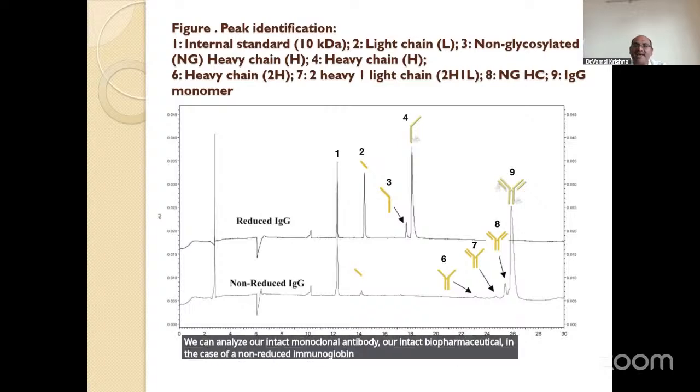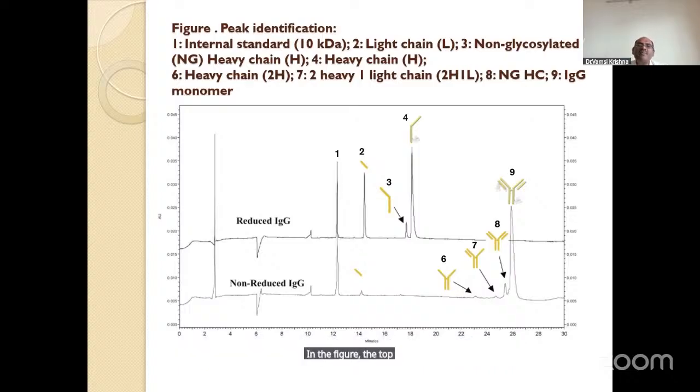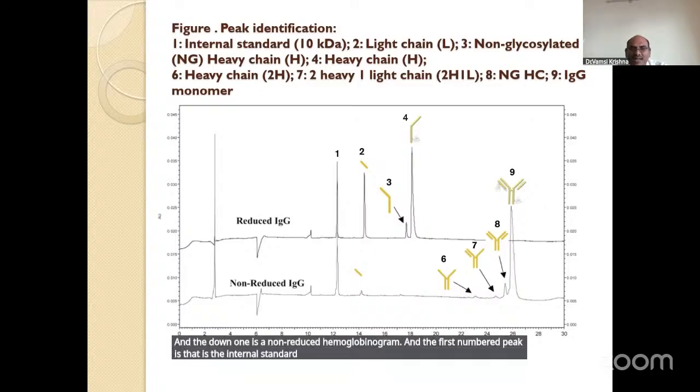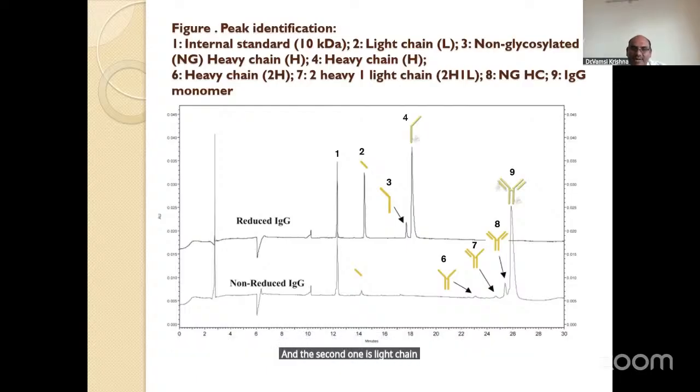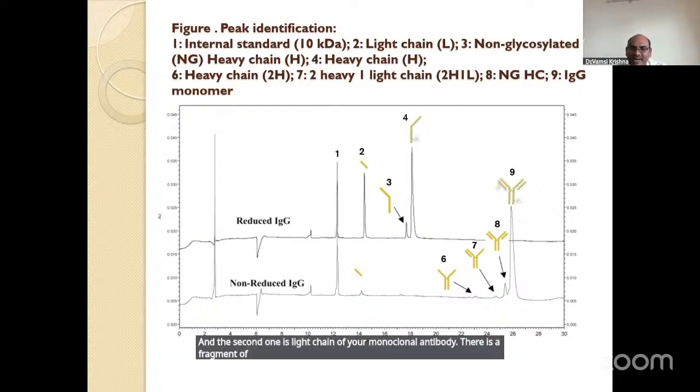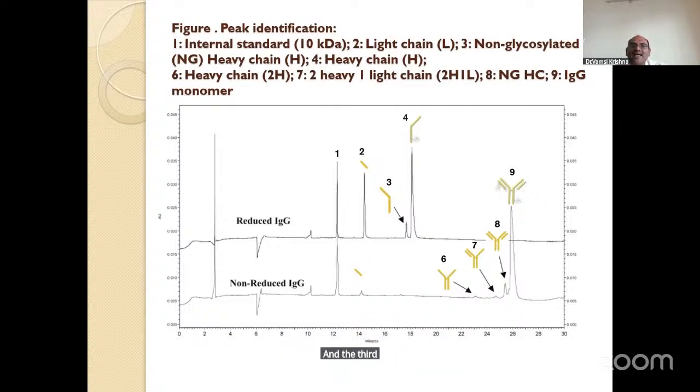If you see the figure, the top one is a reduced immunoglobulin G electropherogram, and the bottom one is a non-reduced immunoglobulin G electropherogram. The first numbered peak is an internal standard of 10 kilodalton size, and the second one is the light chain of a monoclonal antibody, a fragment of the monoclonal antibody. And the third numbered peak is the non-glycosylated heavy chain.